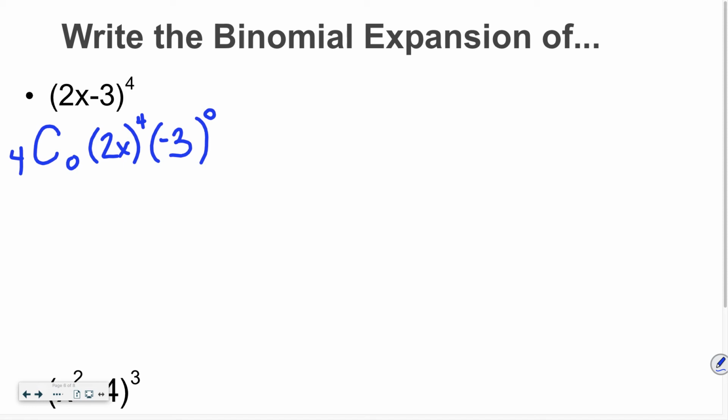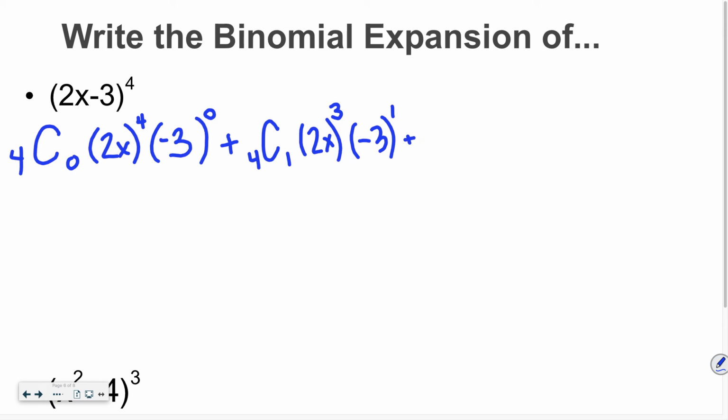Okay, then our next term. 4 combinations of 1. 2x will now be raised to the 3rd power, and -3 will now be raised to the 1. So that first term we're going to decrease the power, the second term we're going to increase the power. Okay, but remember, like I pointed out, whatever number this is in the combination is going to match this exponent up here.